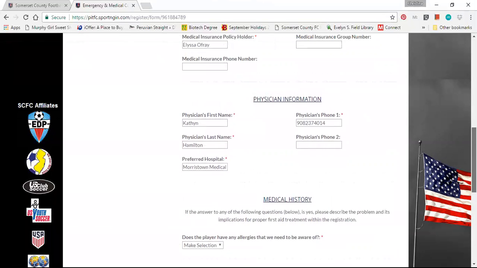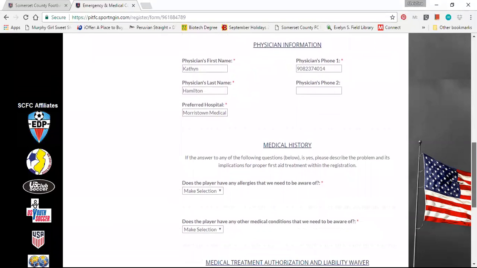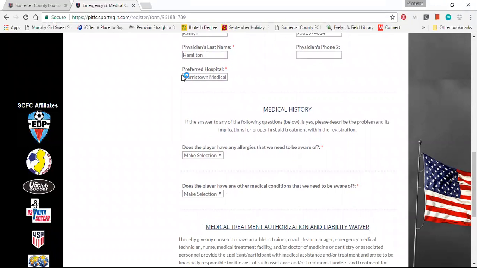Okay, so insurance information. I don't know why we've got Morristown Medical. We can leave it. I actually prefer 100, but anyway.